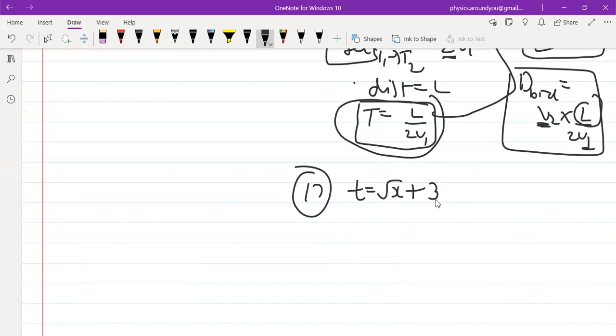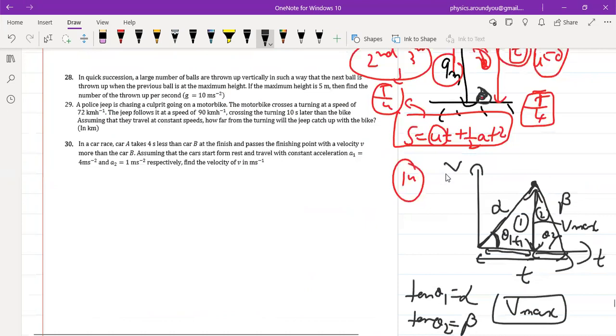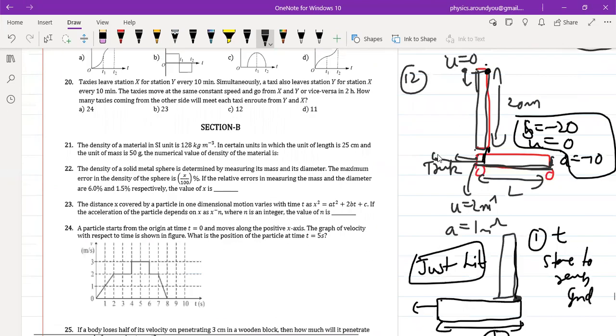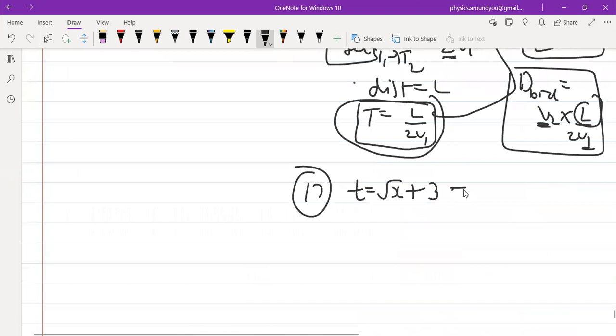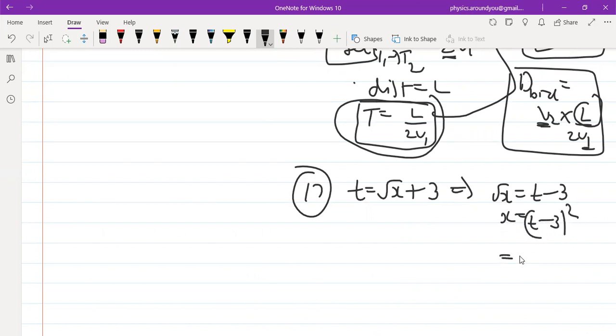Is there a scope of making everything quadratic, root t equal to root x plus 3? Yes, I can see that. What I can do is root x is t minus 3, x is t minus 3 the whole square, which would be t square minus 6t plus 9.